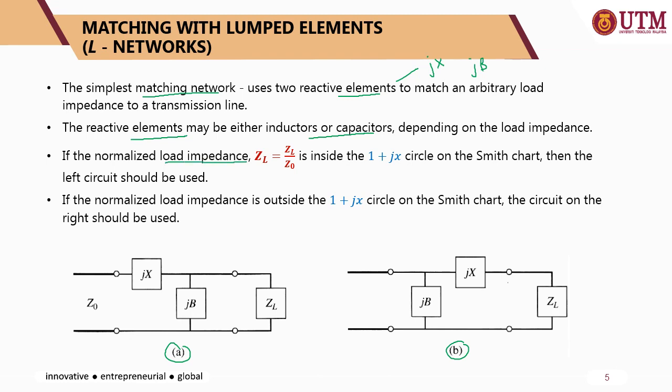Alright, so either the normalized load impedance is inside the 1 plus jx circle on the Smith chart, or it is outside. So this is your Smith chart, and 1 plus jx is here. If the normalized load impedance lies within this area, you will be using configuration A, or else if it lies outside the 1 plus jx circle, you need to use configuration B.